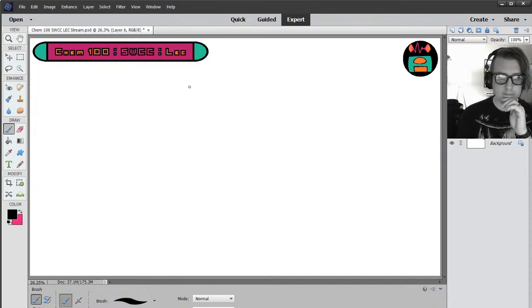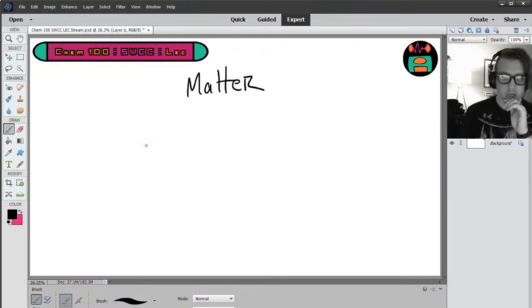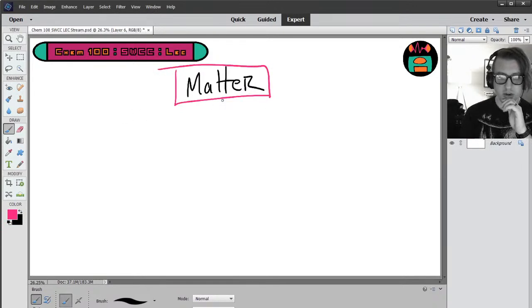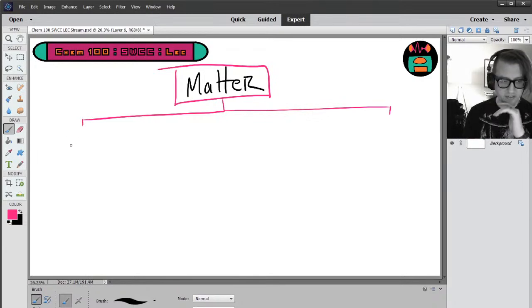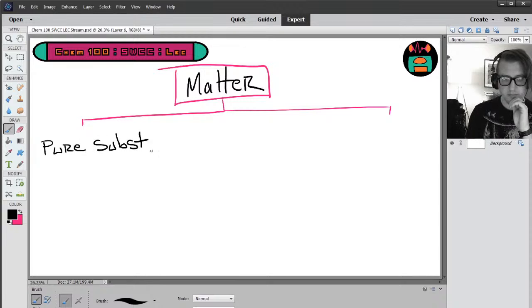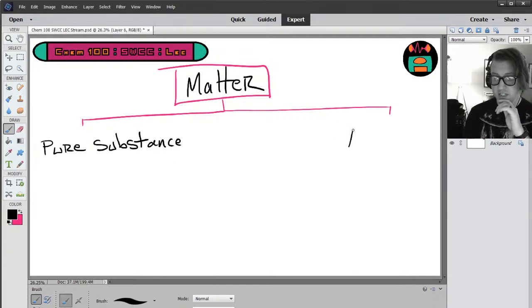So matter, you can split up all matter into two categories. You have all matter, and it doesn't matter what you're looking at. If you have a sample of matter, it can be split into one of these two categories. You could have a pure substance, or you could have a mixture.